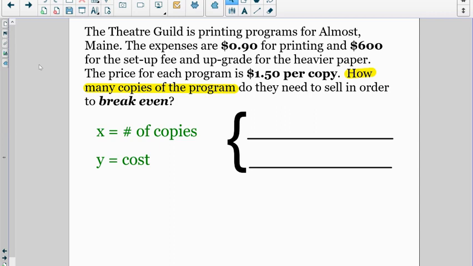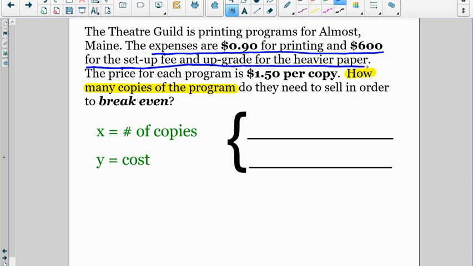So in this situation, we're going to let X represent the number of copies, and we're going to let Y represent the total cost. So what we're going to do is we're going to write our 2 equations first. The first equation is related to the expenses. So the expenses are 90 cents for printing. So that's per copy of the print. And then $600 for the setup fee and the upgrade to the heavier paper.